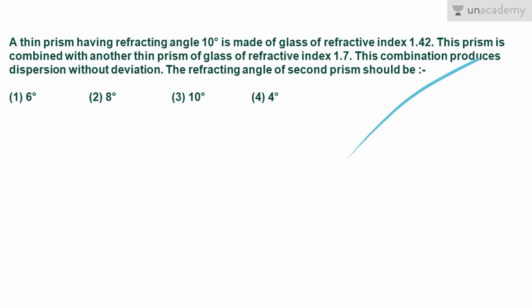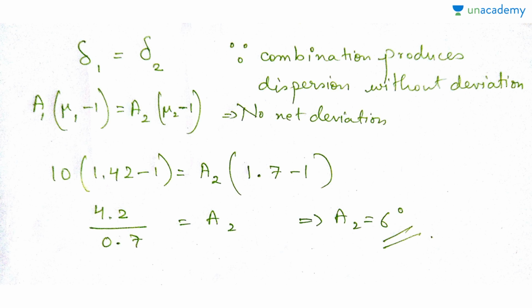If you can find the meaning behind the words, when he says that it produces dispersion without deviation, it means delta 1 is equal to delta 2, because there is no deviation, the net deviation is 0, so delta 1 must be equal to delta 2. Now let's see the solution. As I told you, delta 1 should be equal to delta 2 since the combination produces dispersion without deviation.